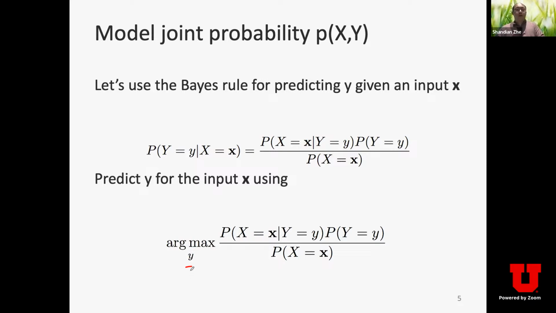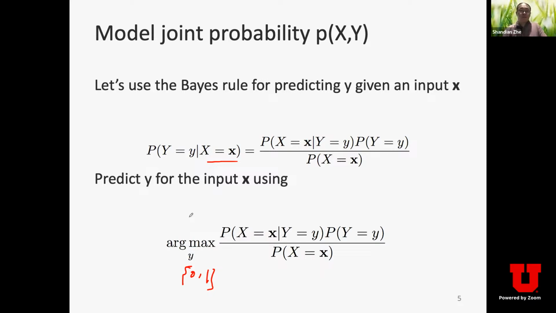For binary classification, your Y might be 0 and 1. Then you just calculate, given your data X, the posterior probability your label is 1, and then calculate, given the data X, the posterior probability that your label takes 0. Then just pick the label that gives the largest posterior probability. Does it make sense? Any question?